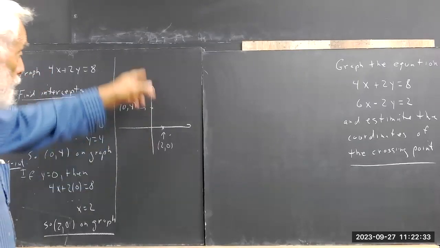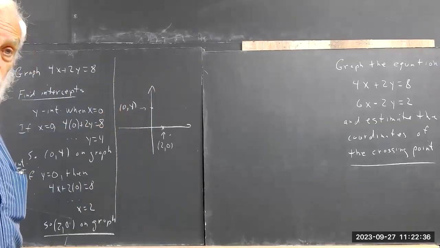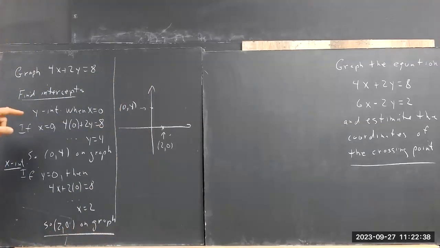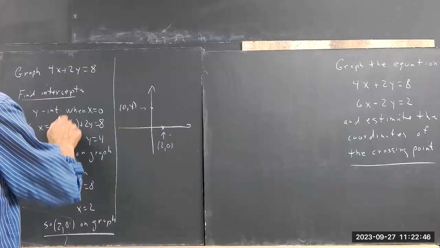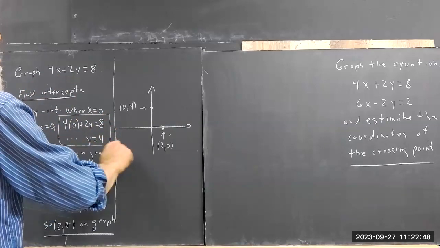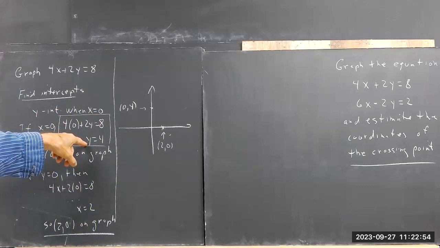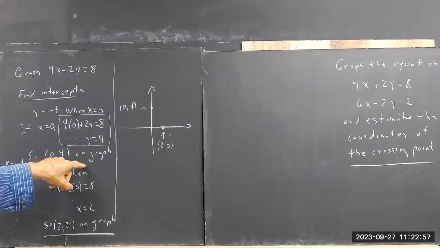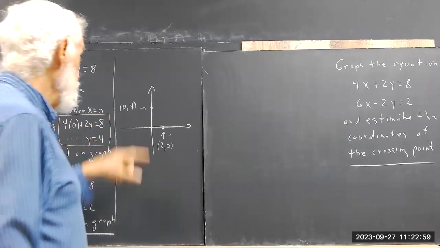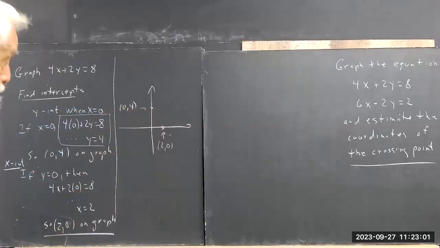So on the y-axis, the x-coordinate is always 0. So the y-intercept occurs when x equals 0. We let x equal 0 and plug that into the equation. We get 4 times 0 plus 2y equals 8, and that's a very easy equation. We have no problem solving that. We get y equals 4, meaning that the point (0, 4) is on the graph. It's on the y-axis, so it's the y-intercept.